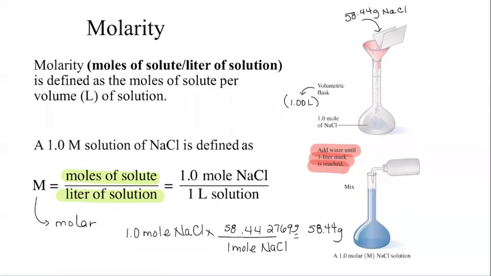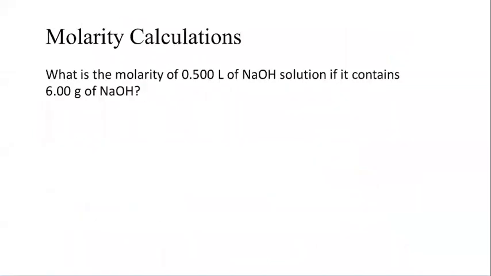So let's just jump in and go over examples for the calculation. As you can see here, the problem reads, what is the molarity of 0.500 liters of NaOH solution if it contains 6.00 grams of sodium hydroxide? So here, let's establish that the equation that we need, because we're trying to find molarity, is that molarity equals moles per liter of solution. So when we look at our equation, we already see that it is given to us the liters of solution. They're right here.